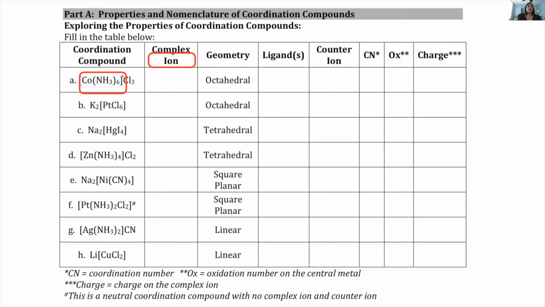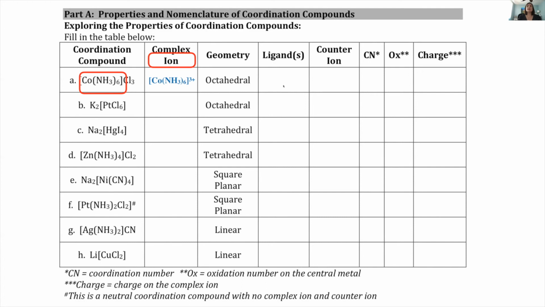To figure out the charge, we look and see there's 3 chloride counter ions. That means our bracketed species, which there's one of, has to have a +3 with it. So that's why I'm going to write whatever's in the brackets here, and then the charge in this case is 3+. It tells us what the geometry is, in this case octahedral.